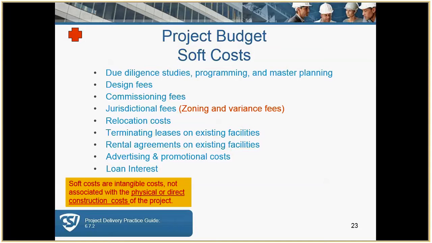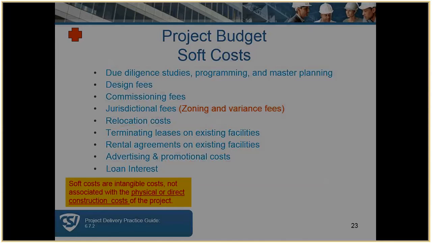So soft costs are basically something that is intangible. It's something you cannot touch. And again, I think it's important to note here that zoning and variance fees are a soft cost.